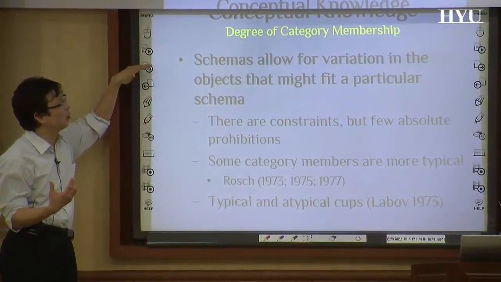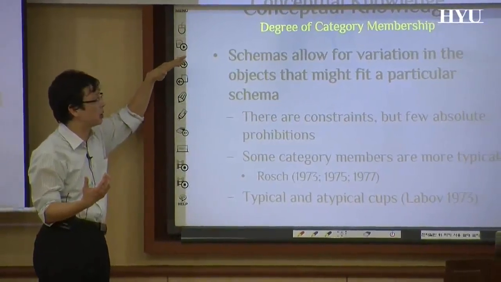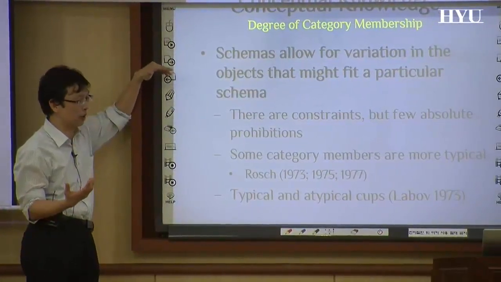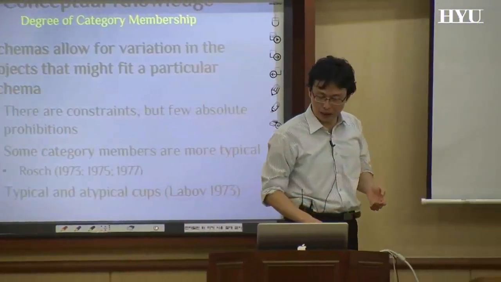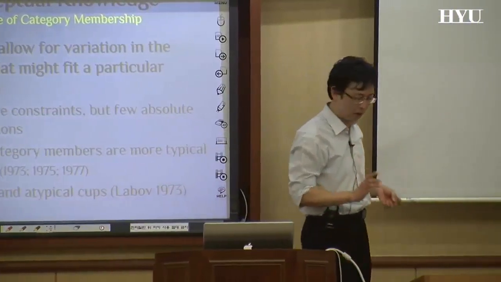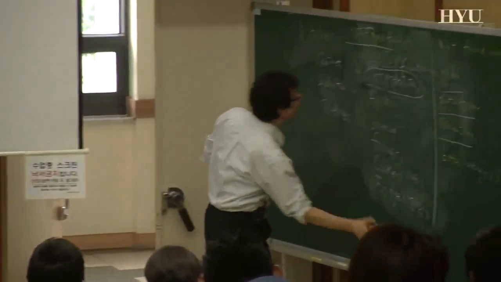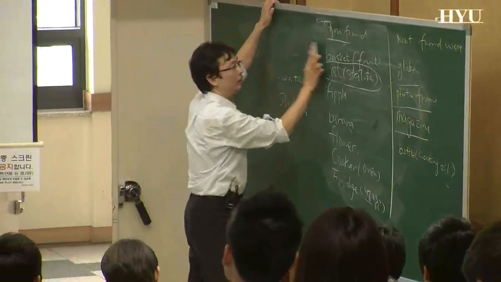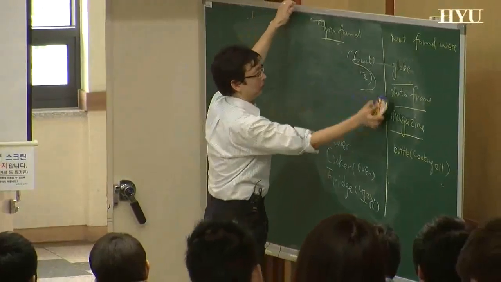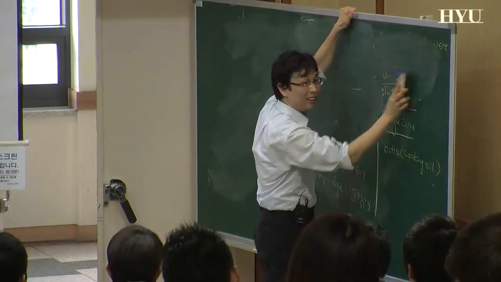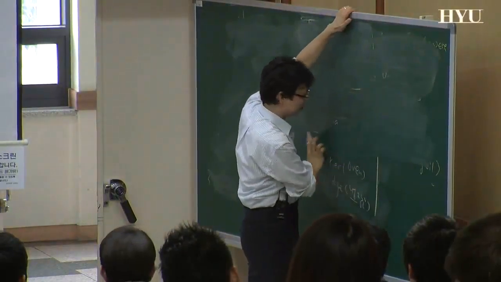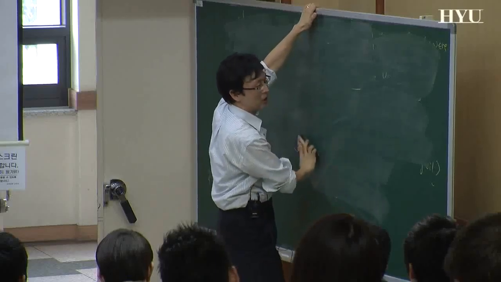Schemas allow for many variations in the objects that might fit into a particular schema. So likewise, in this example, I can give you some things, and then we have a little survey. You have to put your hands up quickly, so I can roughly count how your responses are.